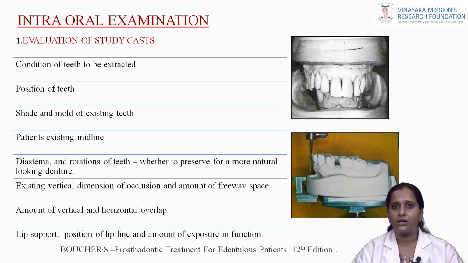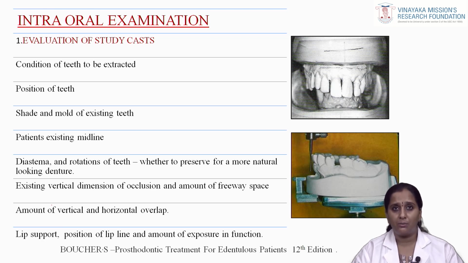In that case, what we are going to see is, first, the condition of the teeth has to be evaluated overall, and then the teeth which have to be extracted have to be marked. Then the position of the teeth and the shape and mold of the existing teeth, because we are going to restore the mobile teeth or the missing teeth in the same area, so we have to check for the shade or position of the teeth, and then we have to check for their midline, and whether they have any diastema or rotations of the teeth.